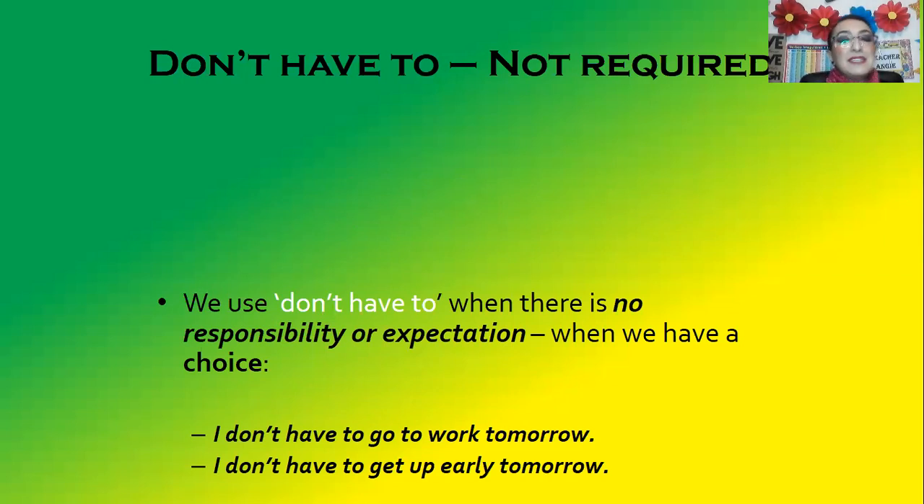Ahora, la contraparte del have to es el don't have to. Y lo utilizas cuando no tienes responsabilidad o obligación de hacerlo. Sale, tienes la opción de hacerlo, ¿no? Por ejemplo, I don't have to go to work tomorrow. No tengo que ir a trabajar mañana. O sea, no me están obligando. Si quiero ir, padre. Si no, también no tengo que hacerlo. Si te dijera must, es ahí de sí.